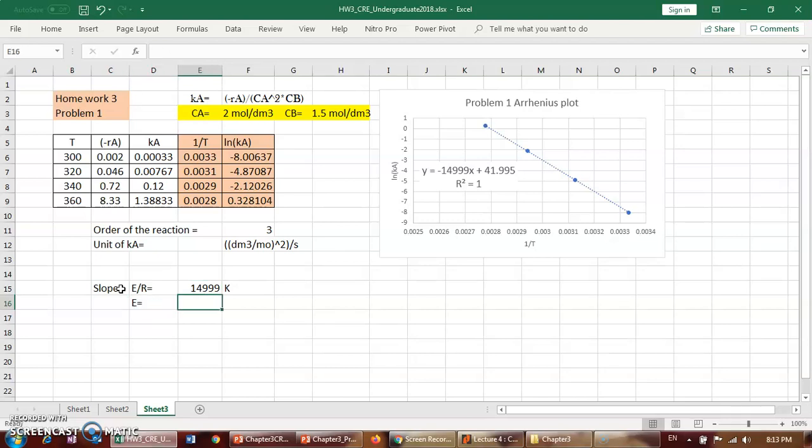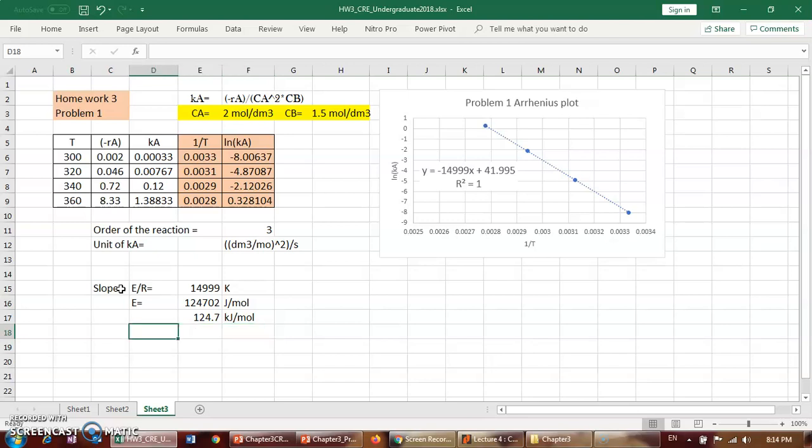And we can calculate our activation energy value, E equal to 14999 multiplied by the R value. For R you can put 8.314, that is basically joule per mole per Kelvin. So you'll have the unit as joule per mole. Also, you can divide this joule per mole by 1000, so it becomes kilojoule per mole. Similarly, you can also calculate it for calorie. I have shown you in the previous example. If you forget it, just go and review example 1.